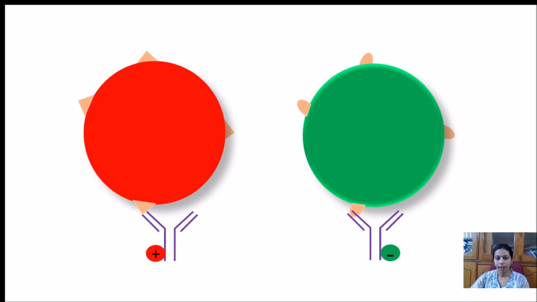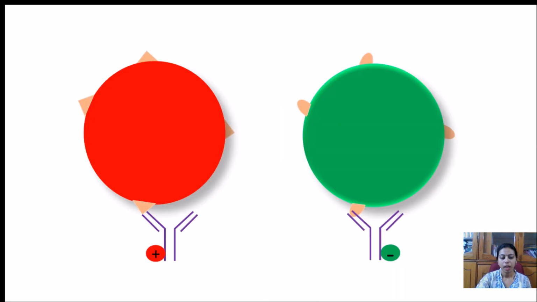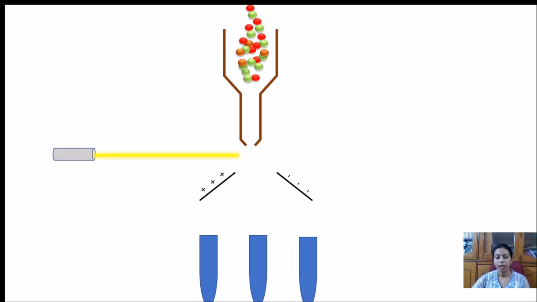Now what will happen, they will bind to their respective antigens present on the cells. We know that the negative charge will attract the positively charged cells. So we were having red color with the positive charge and green color with the negative charge. Red color, being positive, will be deflected toward the negative electrode present over here, and the green color will be deflected toward the positive side, and the cells which do not have any charge, or have both charges, will go straight toward the other container or test tube which we have put here.